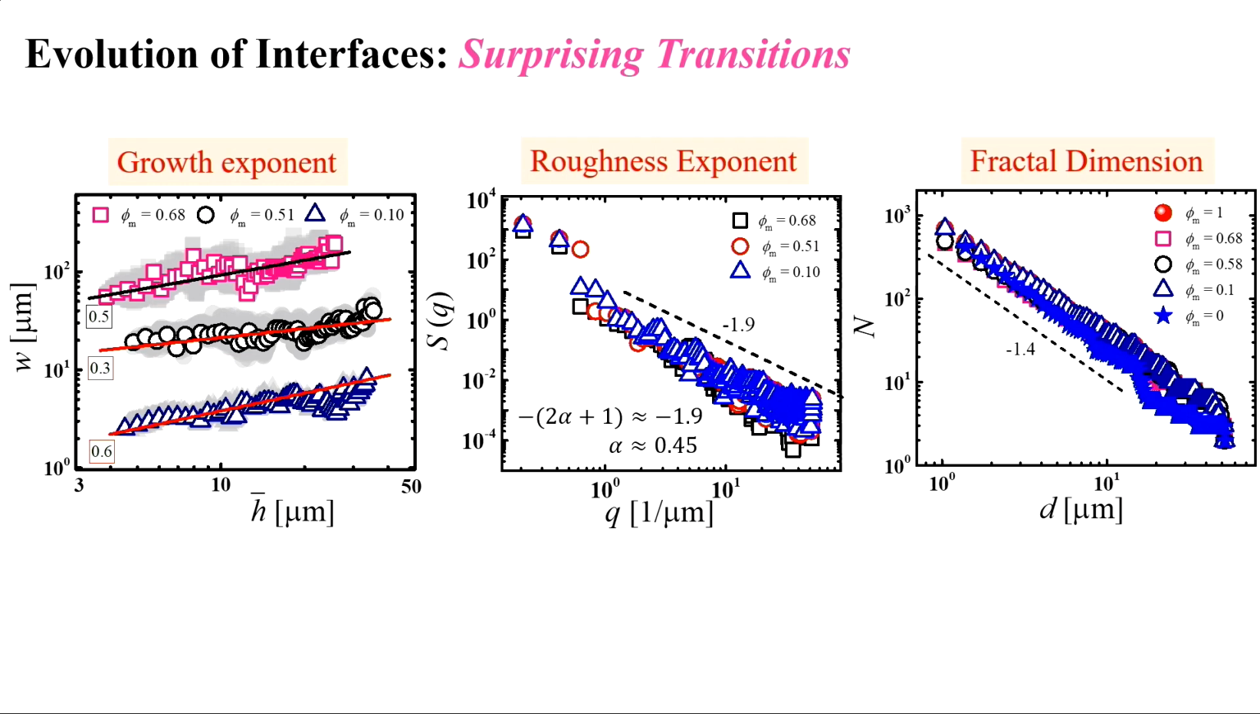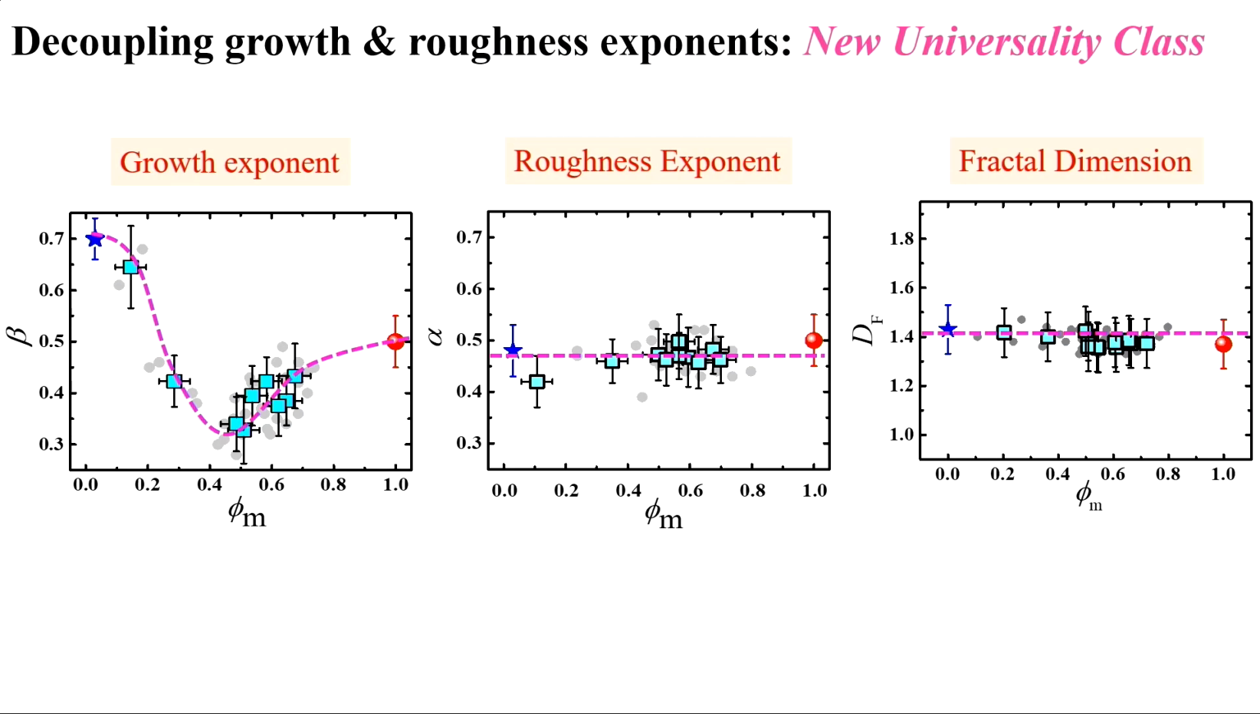The fractal dimension seems constant, and we have done this for a series of systems here. Now beta, which is the growth exponent, is plotted as a function of phi m. Alpha and df are also plotted as a function of phi m. Both alpha and d are not changing with phi m, which is more or less constant. And the surprise comes when beta seems to have a non-monotonous behavior with phi m.